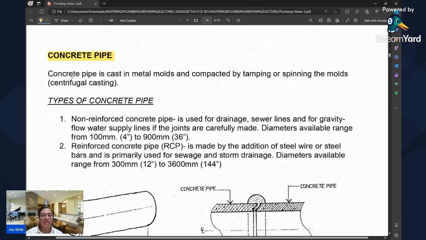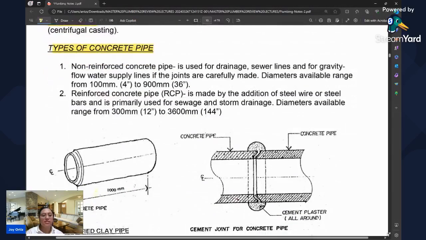We have also the concrete pipe. A concrete pipe is cast in metal molds and compacted by tamping or spinning the mold, which is centrifugal casting. So we have the types of concrete pipe. Non-reinforced concrete pipe is used for drainage, sewer lines, and for gravity flow water supply lines if the joints are carefully made. Diameters available range from 100 millimeter, 4 inches, to 900 millimeter, 36 inches.